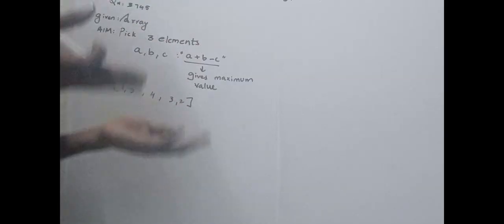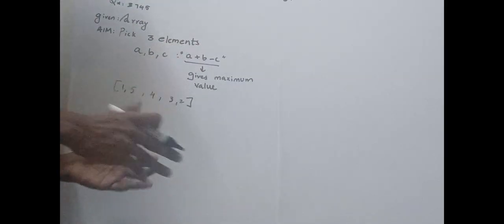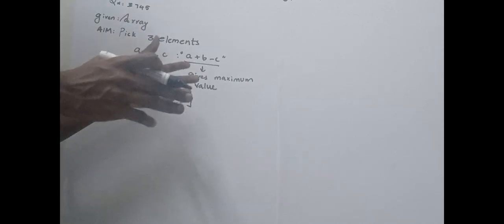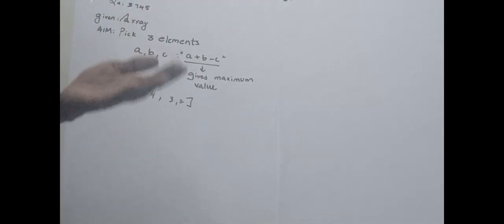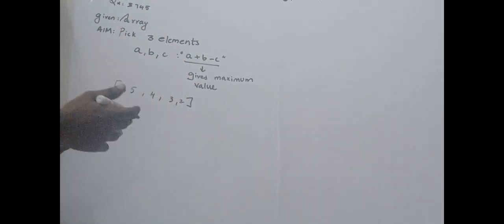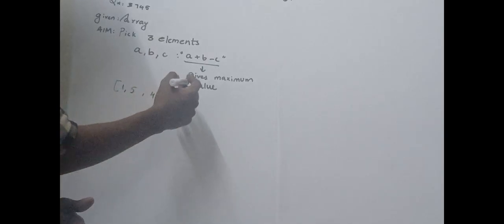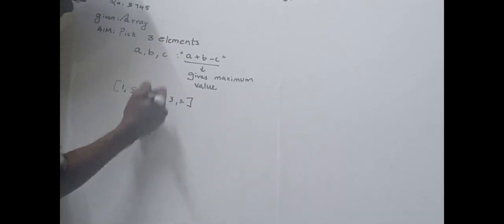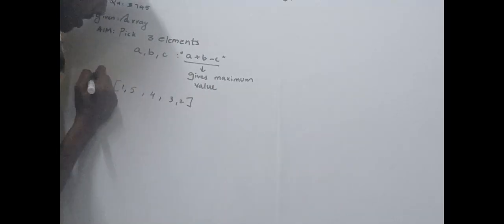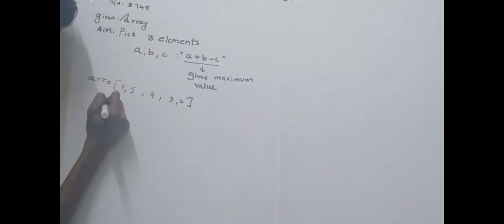Now it's pretty obvious that A should be the maximum element, B should be the second maximum element, and C should be the minimum possible element. And that's basically your answer. So you can get it by performing a sort. If the array is called ARR, you can perform ARR.sort.